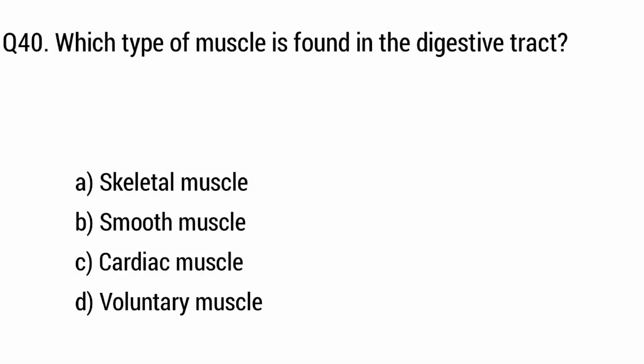Question 40. Which type of muscle is found in the digestive tract? Option A skeletal muscle, B smooth muscle, C cardiac muscle, D voluntary muscle. But the right answer is option B smooth muscles.